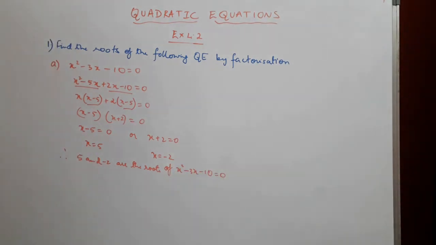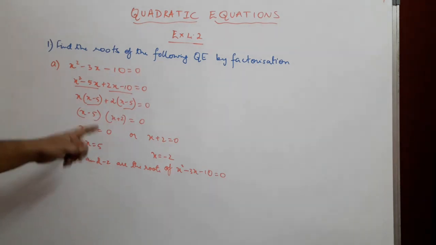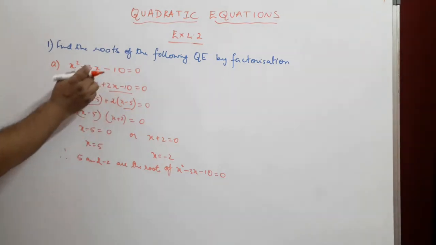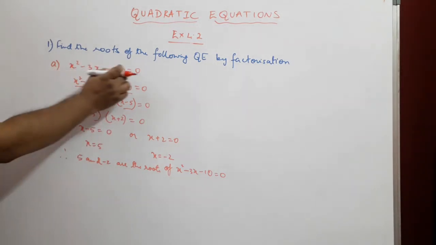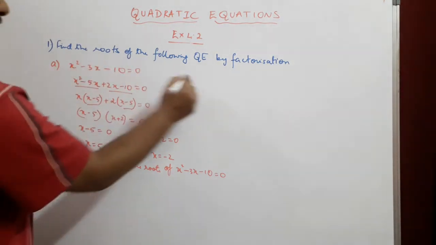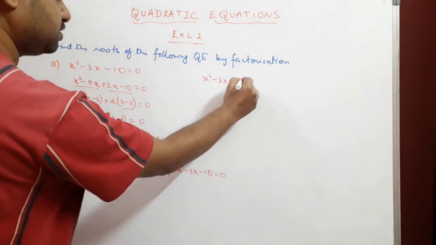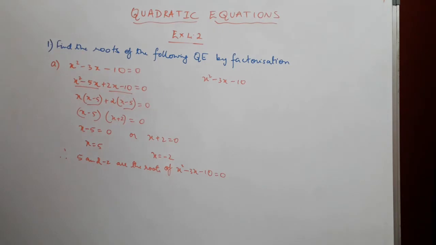Now why do we call them zeros or the roots? Because if we substitute x equal to 5 into this equation, this whole equation will turn 0. So let's do that. I'll show you one example to once again refresh your memory why it is called zero.